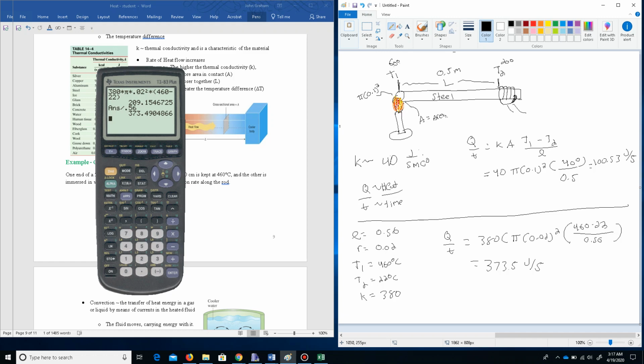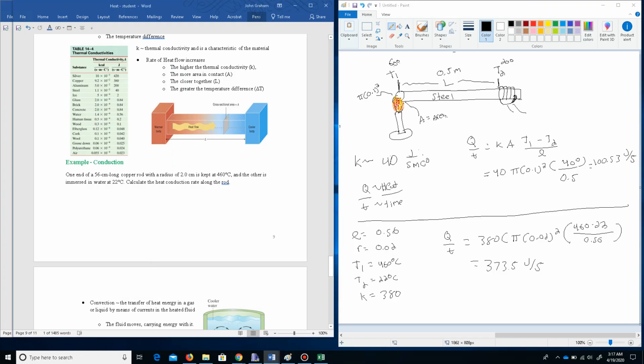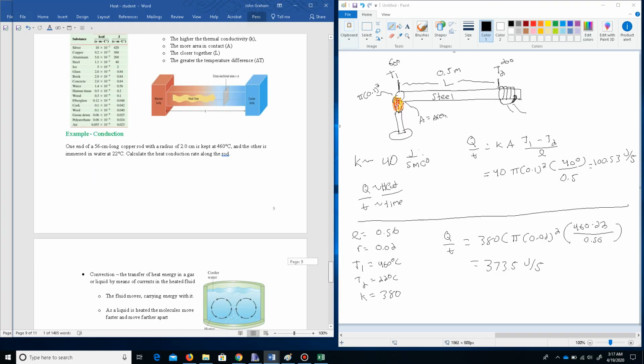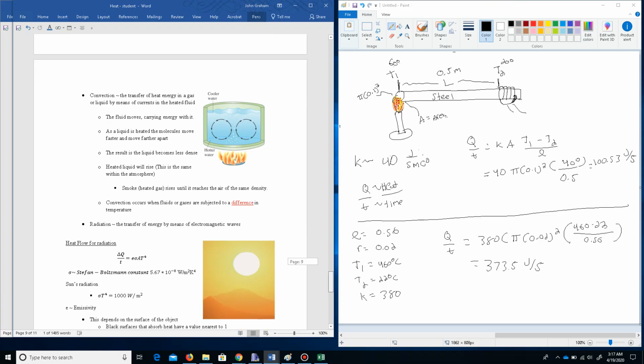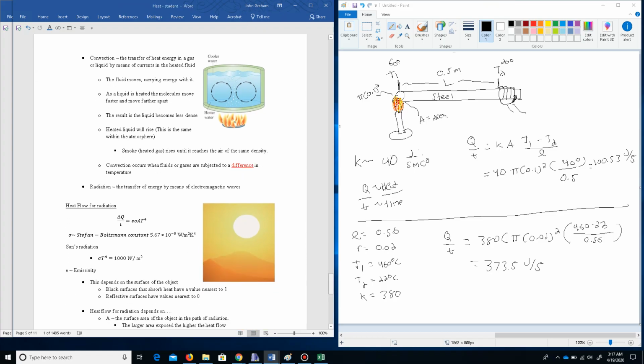Right, so this is conduction. Convection deals with liquids most of the time, or gases and liquids and anything that moves, flows. And so the transfer of heat in a gas or a liquid by means of current or heated fluid. So the fluid moves and it carries energy with it.